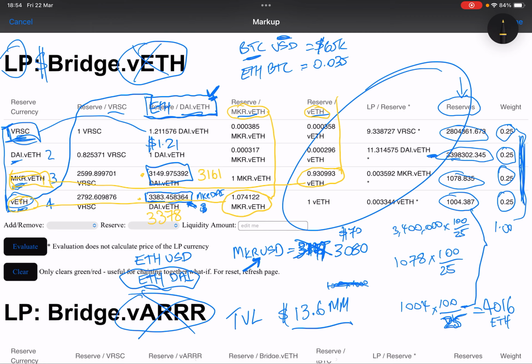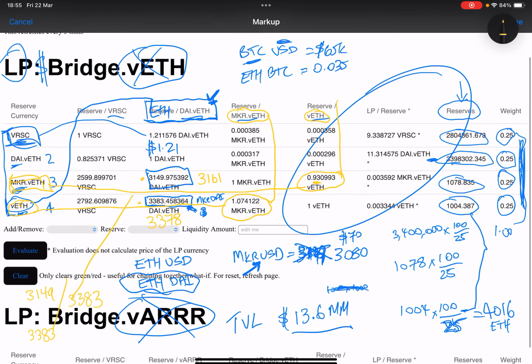You can do this fraction on your calculator, on your computer. 31.49 divided by 33.83 is approximately 0.93. And the opposite, 33.83 divided by 31.49 is approximately equal to 1.07, which is this price here. So we're pricing things relative to each other. Maker relative to ETH and ETH relative to Maker. That's what these columns are. These are the relative price, the quoting price. Here the quoting price is Dai.